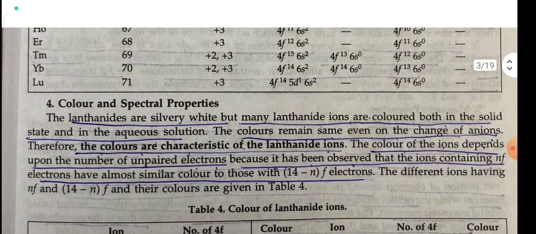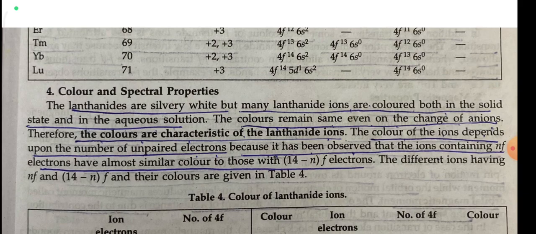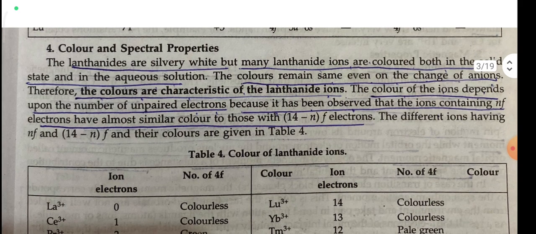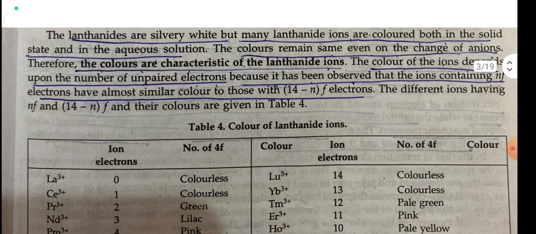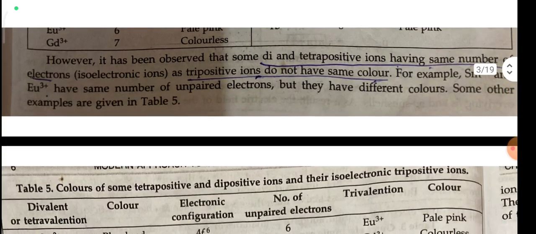Color and spectral properties. The lanthanides are silvery white, but many lanthanide ions are colored both in the solid state and in aqueous solution. The color remains the same even with a change of the anion. Therefore, the colors are characteristic of lanthanide ions. The color of the ion depends upon the number of unpaired electrons, because it has been observed that ions containing n f electrons have almost similar color to those with 14 minus n f electrons.